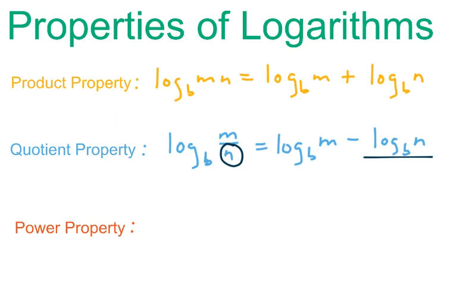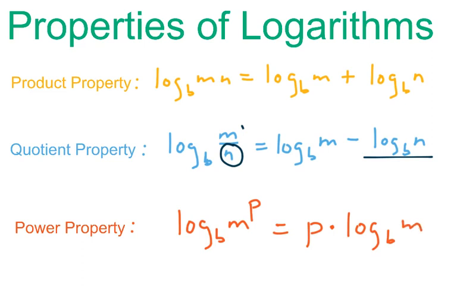And lastly, we have what's known as the power property. Now, the power property is my favorite because what it does is it takes an exponent, like in this case, the log base b of m to the p. So here we have p as an exponent, and it takes that exponent and it makes it come tumbling down. It makes it come out front. So if I have a statement of the log base b of m to the p power, I could write that as p times the log base b of m. And again, notice that what's happening is the exponent is coming out front.